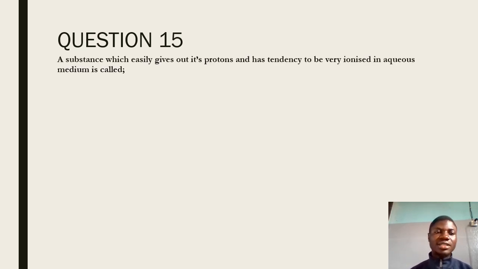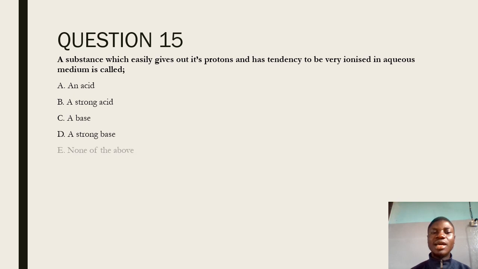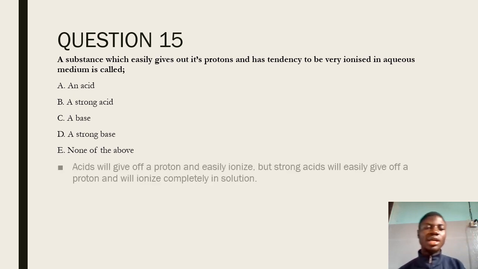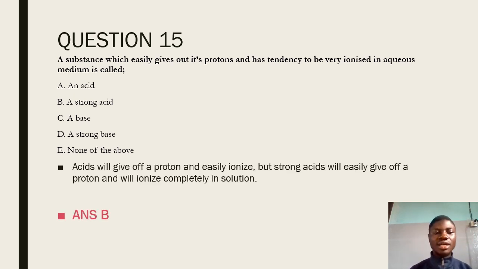Question 15 says, a substance which easily gives out its proton and has the tendency to be ionized in aqueous medium is called. An acid is a substance which is going to give off a proton and is going to be ionized. But an acid could either be strong or weak. A weak acid is going to ionize partially, while a strong acid is going to ionize completely. A strong acid can easily give off its proton in solution, and therefore the best answer here is going to be B, which is a strong acid.